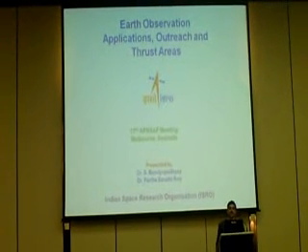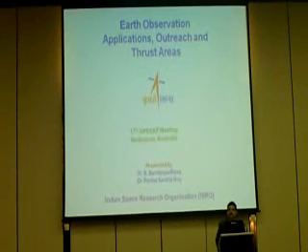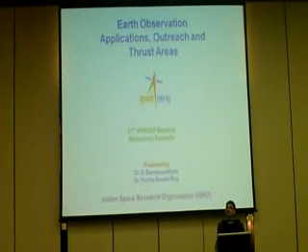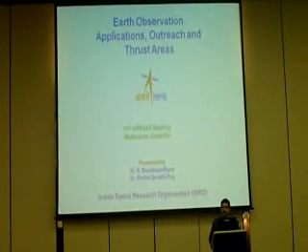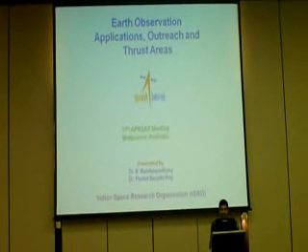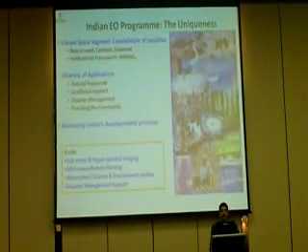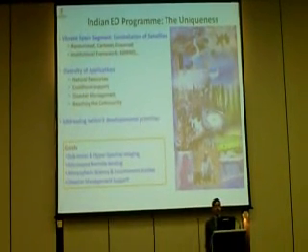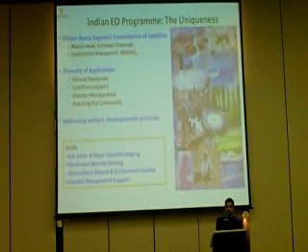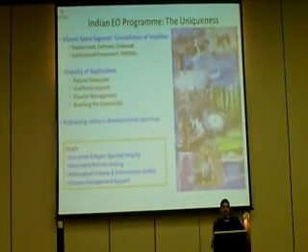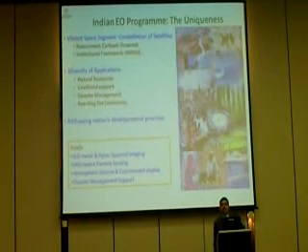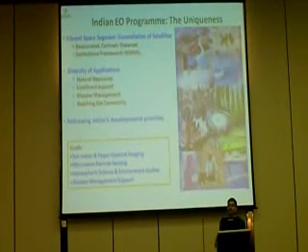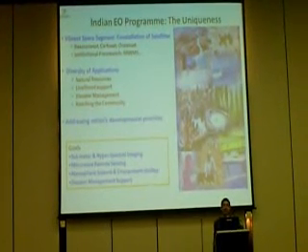This is a brief overview of our Earth observation applications, its outreach to the common man, and some of the thrust areas that ISRO is contemplating. So ISRO's Earth observation program has a few components. It deals with constellations of satellites, which are the main portion of the vibrant space segment: ResourceSat satellites, Cartosat satellites, OceanSat satellites.